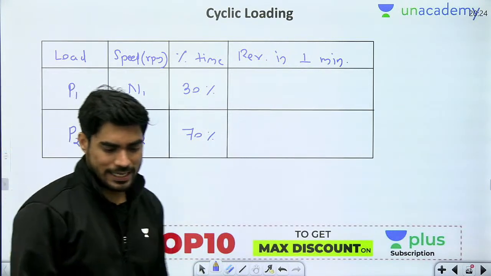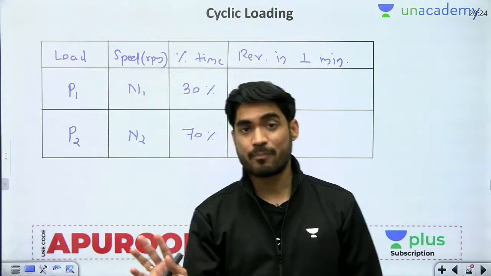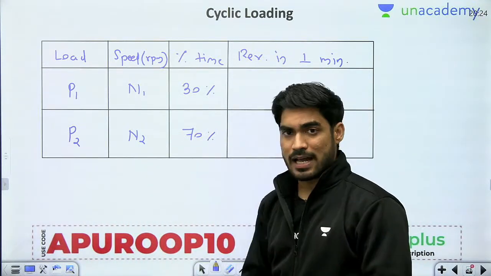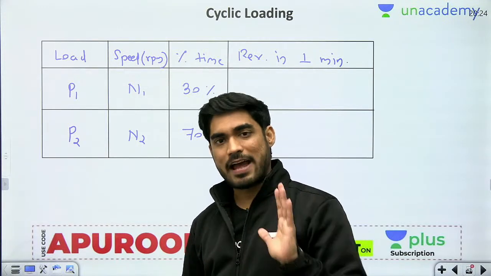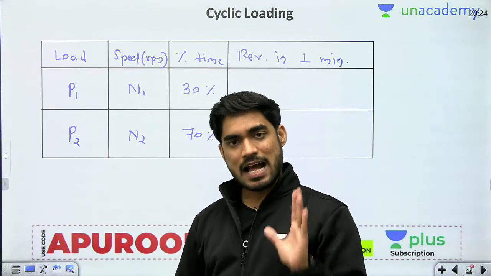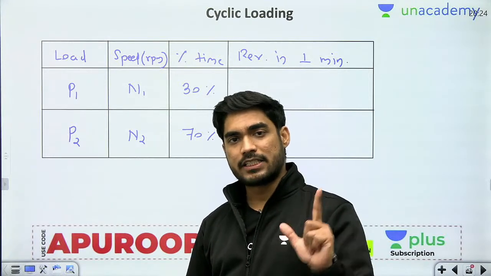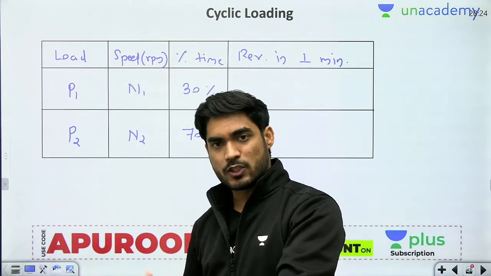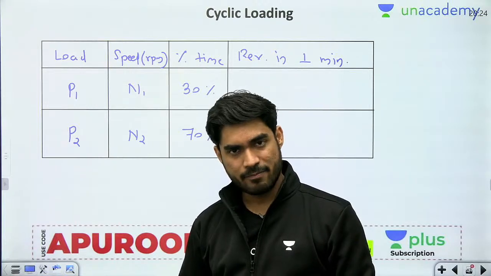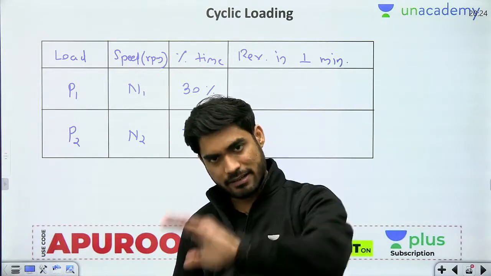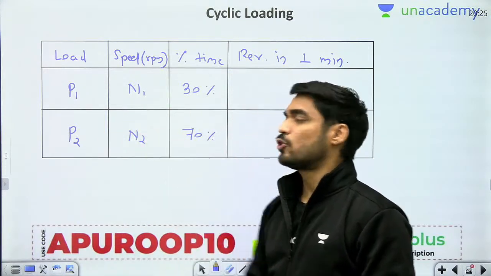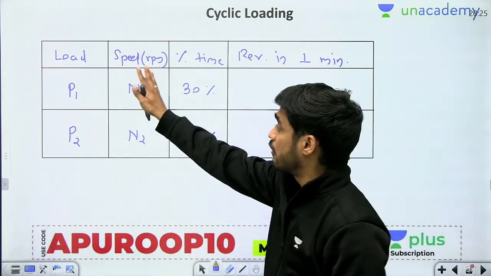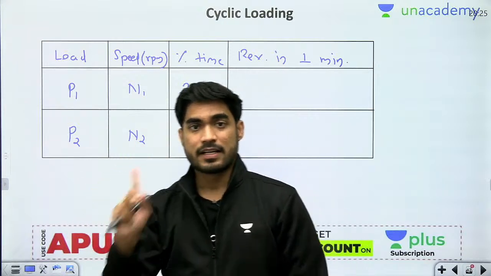Let's say there are two different loads acting at two different RPMs for two different percentages of time. Initially, when I come to the office or factory wherever I am working, I operate the machine at a different load and speed for 30% of the time. Then for the rest 70% of the day, I keep it at P2 and N2 speed. The load is different and the speed is also different. Okay, now understand.